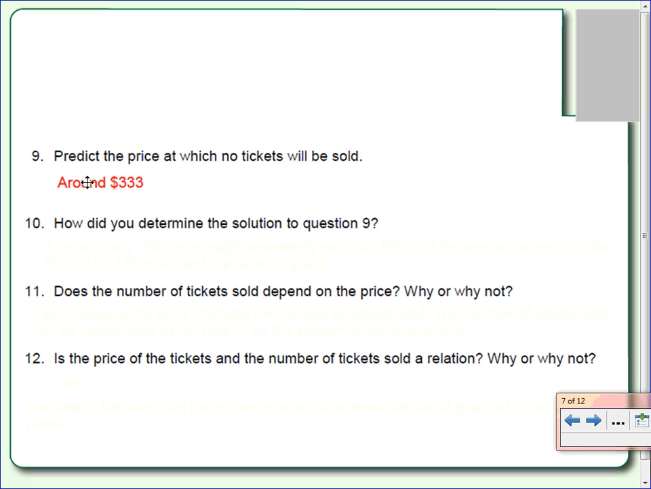If I charge any more than $333 according to this table that we have, nobody will buy the tickets. It's too expensive.